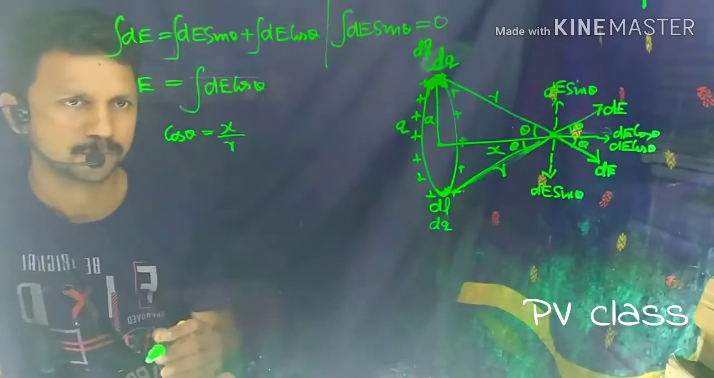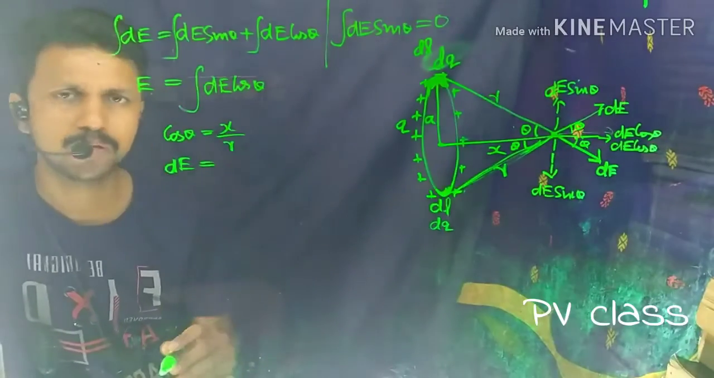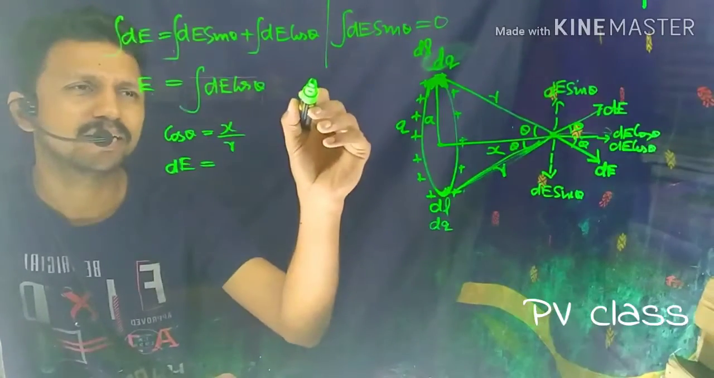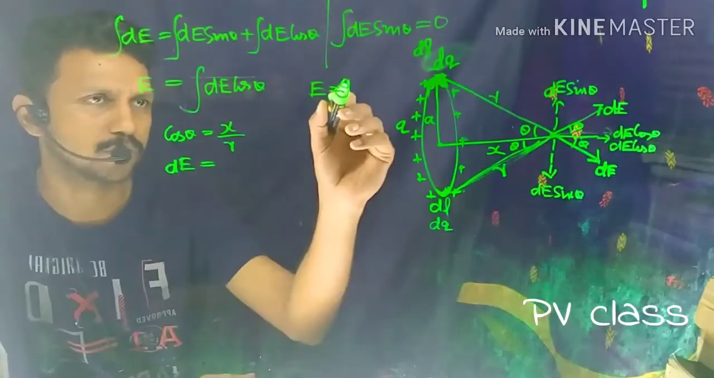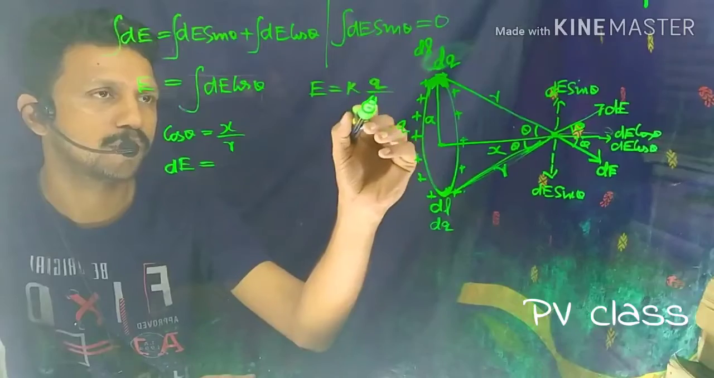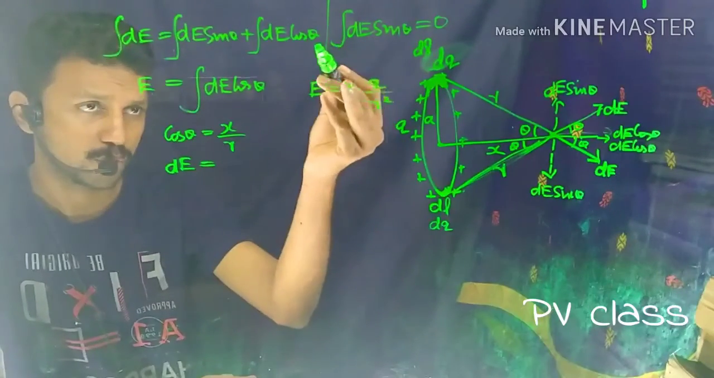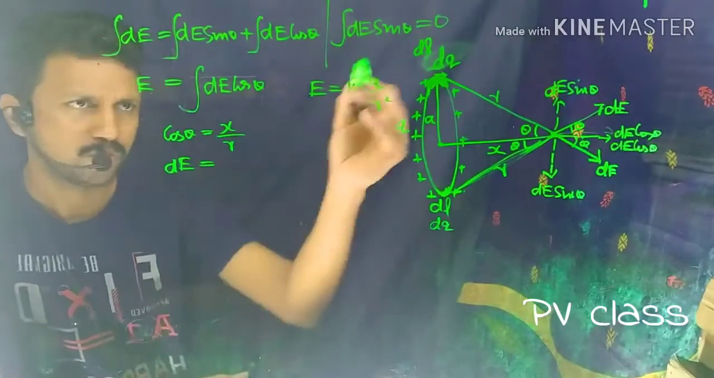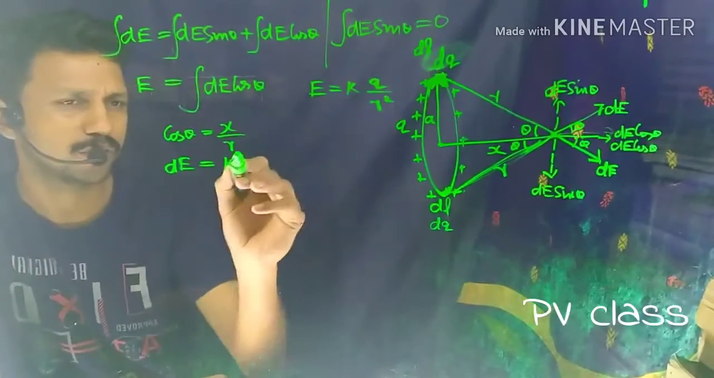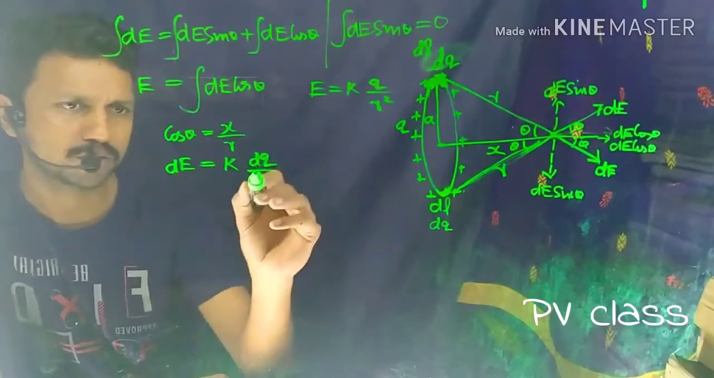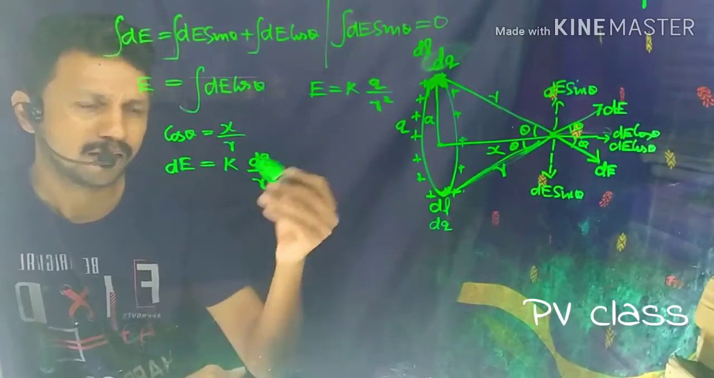Then, what is dE? In order to say what is dE, let's recall the electric field intensity's expression for a point charge. The electric field intensity's expression for a point charge was kq by r square. You might have learned in your previous class that E is kq by r square or 1 by 4 pi epsilon 0 q by r square. Therefore, what is dE? dE will be k. What is q? Instead of q, we have to write dq divided by r square. Clear?